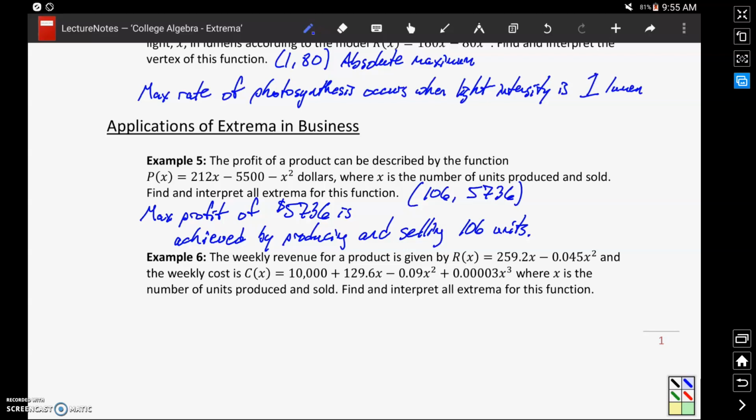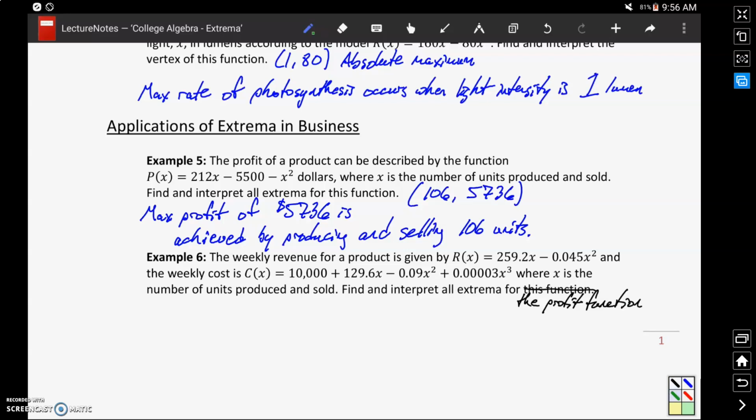In example 6, we have a very similar problem. We want to look at optimizing our profit function. And actually this question isn't written very clearly. So let's go ahead and amend this to say we want to find and interpret all extrema for the profit function, which in this case isn't stated for us.